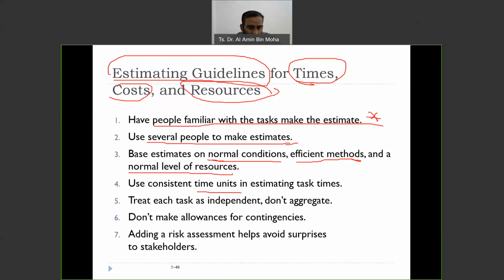Treat each task as independent, don't aggregate. Don't make allowances for contingencies; adding risk assessment helps avoid surprises, and so on.